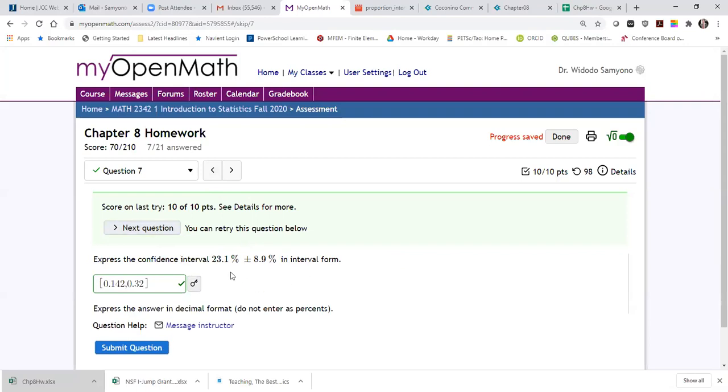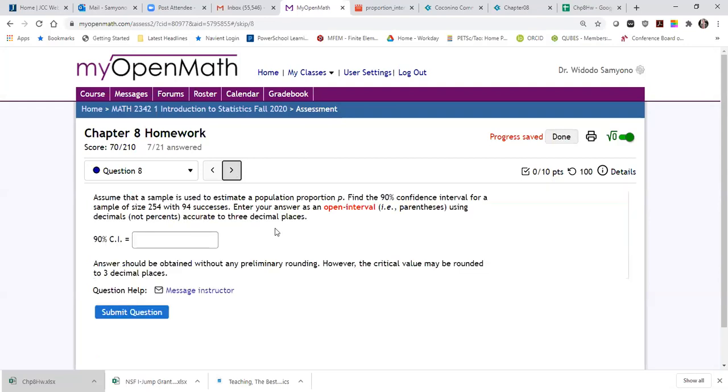So you need to change this to decimal number. You got 0.231, subtract with 0.089, so you got 0.142, right? And on the right side, you need to add them. So if you add 0.231 with 0.089, you got 0.32, right? Okay.